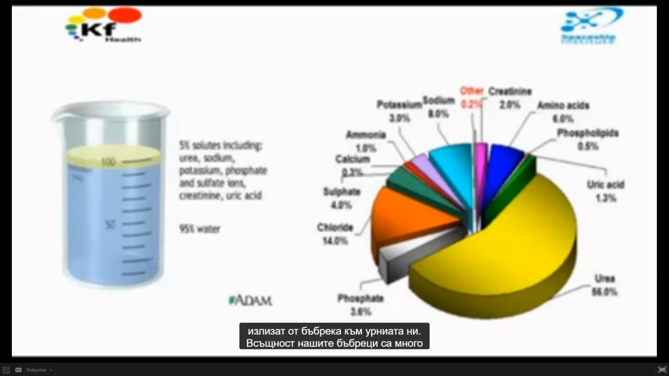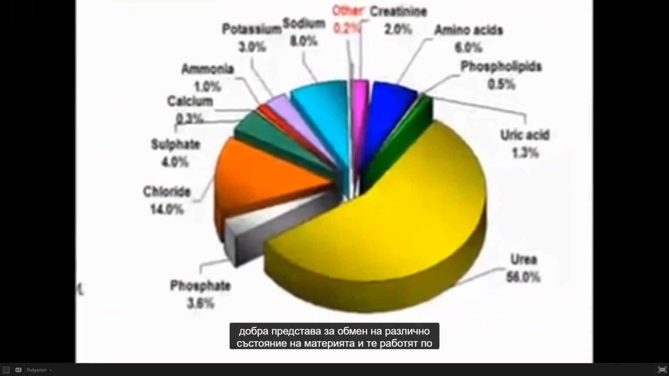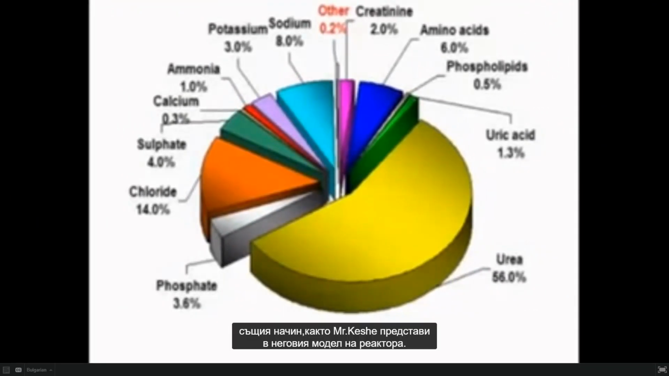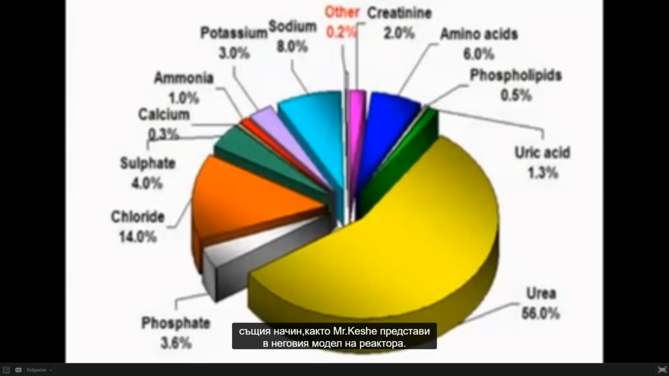So actually, our kidney is a very good representation of exchanging different states of matter, and it works in exactly the same manner as Mr. Cash represented in his model of the reactor. Could you please, Rick, play the video on the next slide?